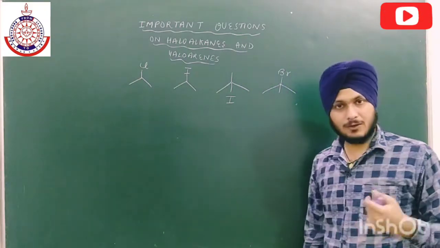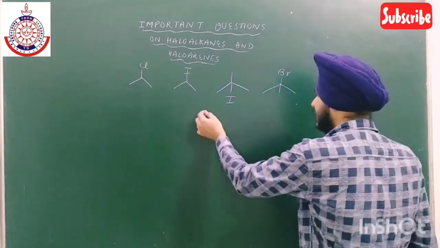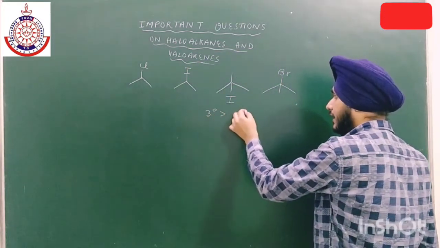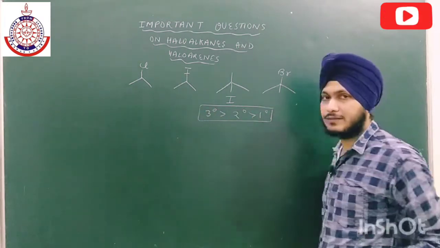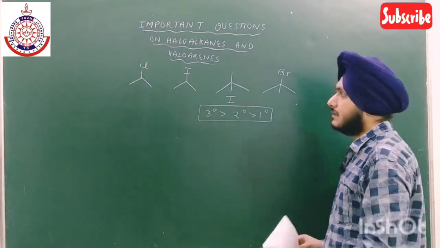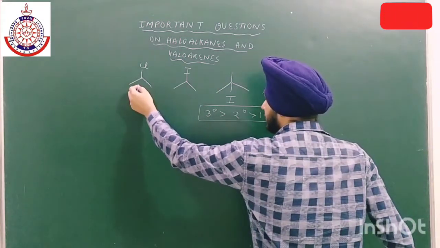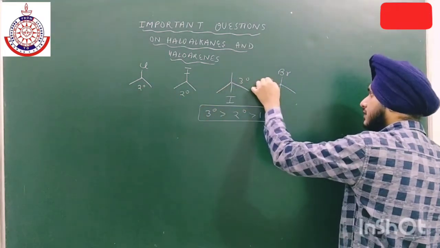Now we all know that the order of SN1 reaction is 3 degree, then 2 degree, and then 1 degree, because SN1 reaction depends upon the stability of the carbocation. So now in this compound, this one is 2 degree, this one is also 2 degree, this is 3 degree, and this is also 3 degree.